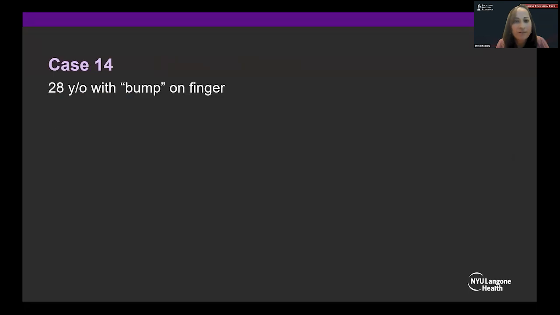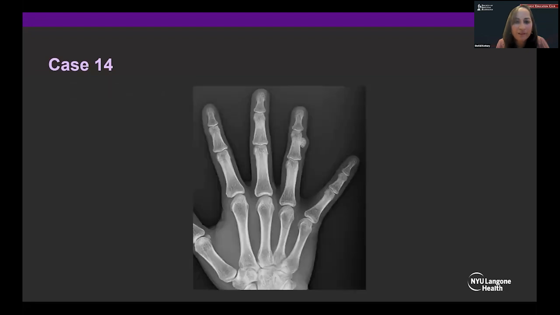Okay, great. So our next case, we have a 28-year-old with a bump on the finger. So here we have our X-ray image. We see this mass here at the ulnar aspect of the fourth middle phalanx that looks to be somewhat continuous with the cortex.